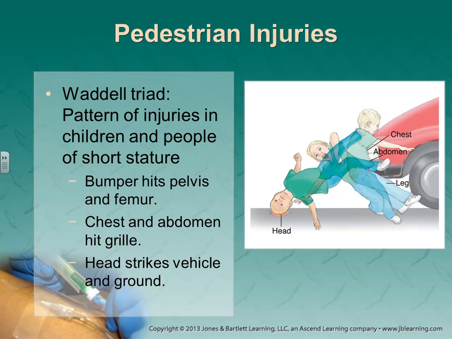You've got this new triad, the Waddell triad. The pattern of injuries in children and people of short stature. Bumper hits the pelvis, chest and abdomen hit the grill, the head strikes the vehicle and the ground. Ouch. So you're looking at all kinds of injury here.